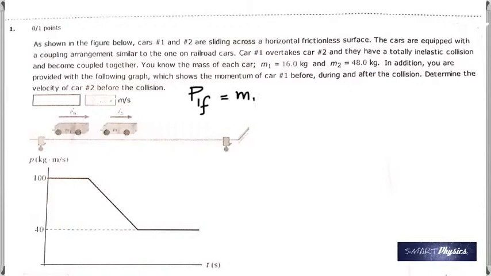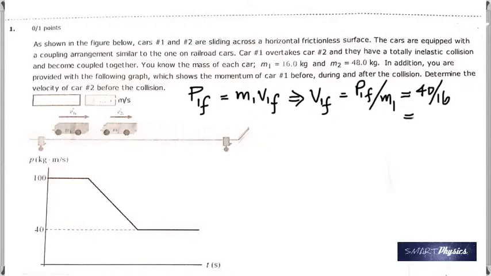So I'm going to use P1F and P1I. F stands for final and I stands for initial. So P1F, the first car, momentum is given, so we can find its velocity. That's the final. Final is 40 and the mass is 16 kilograms. So you get 2.50 meter per second.